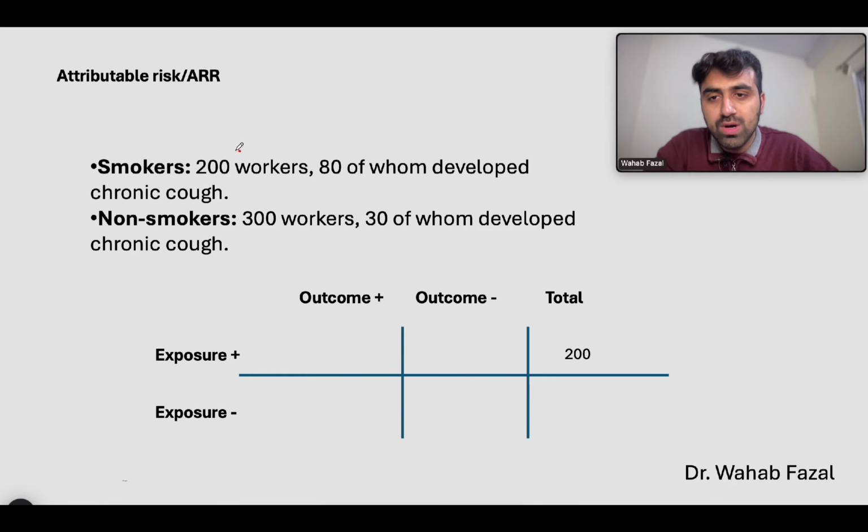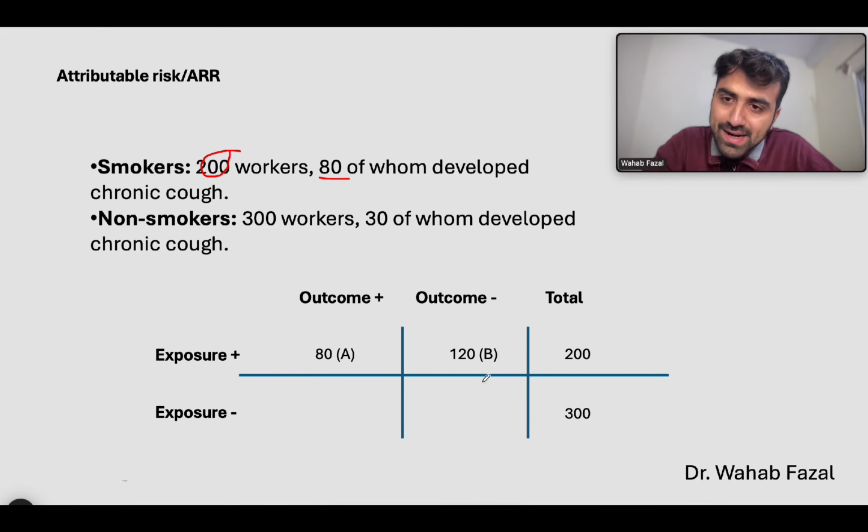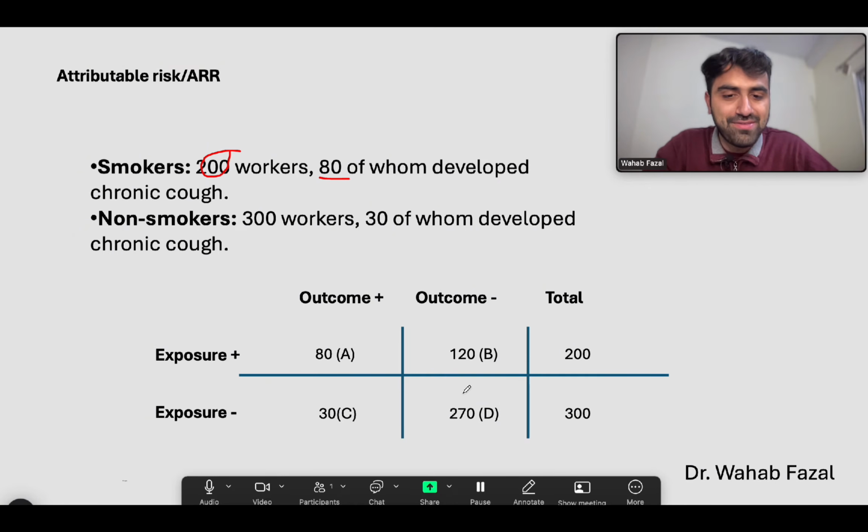So the total smokers, or the exposure positive, are 200 people. These are people who got the exposure positive, 80 of whom developed the chronic cough. 300 non-smokers, 300 exposure negative. 80 develop chronic cough, that leaves from 200 a remaining of 120. So that leaves our B to be 120. 300 non-smokers, 300 exposure negative people, 30 of whom developed chronic cough. So 30 will come here, and 270 are left. So we have this beautiful table now.